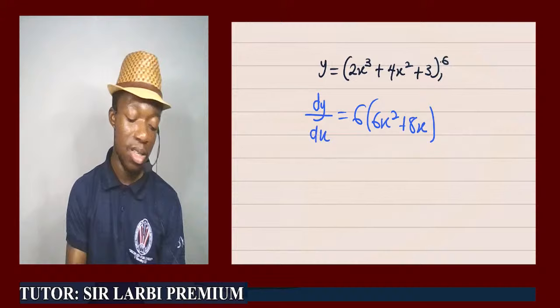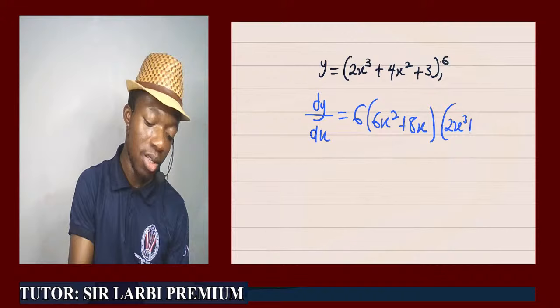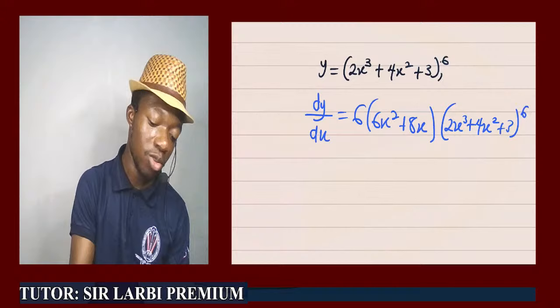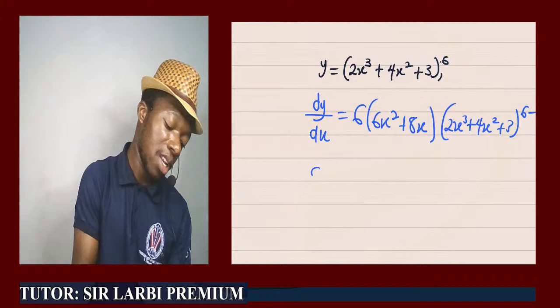repeat the whole function, which is 2x cubed plus 4x squared plus 3. And then have your 6 repeated and subtract 1 from the 6. This is how we differentiate functions of higher derivatives. Very simple, without formula, straightforward.